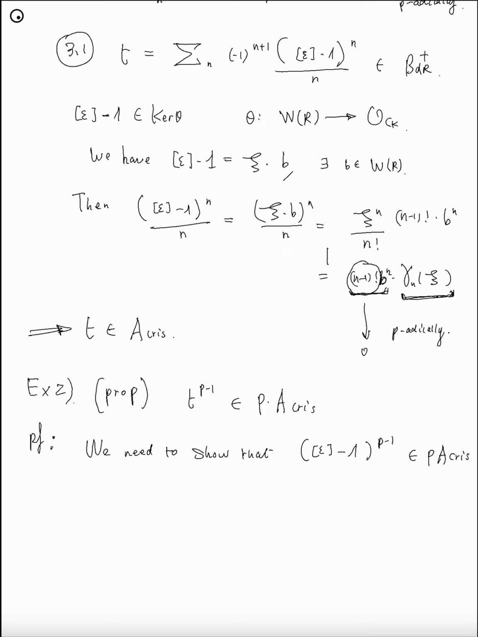Because of the expression of t, right? So t to the power p minus 1 is a summation of something. Just don't care about that. Something to the power p minus 1.